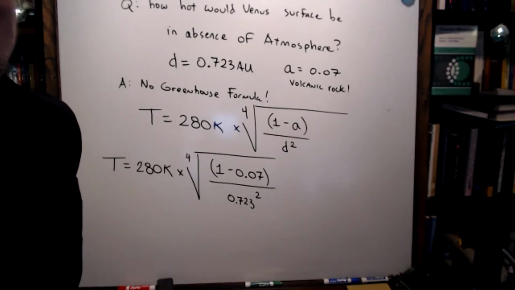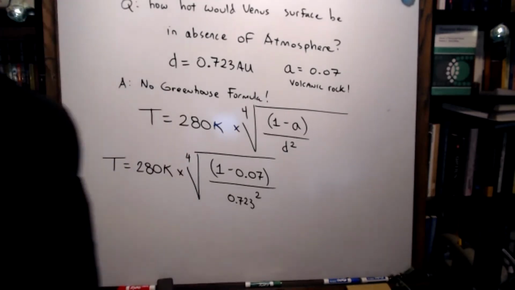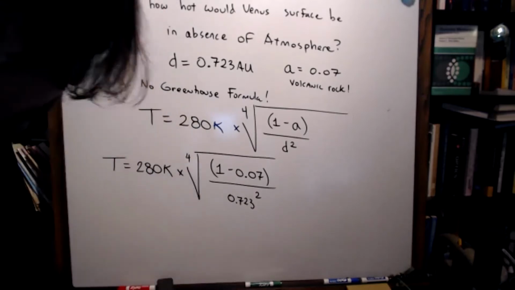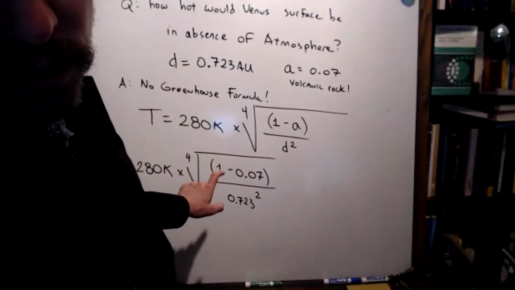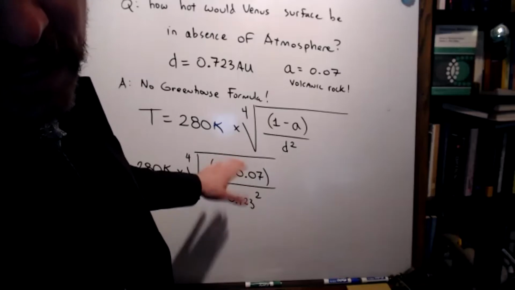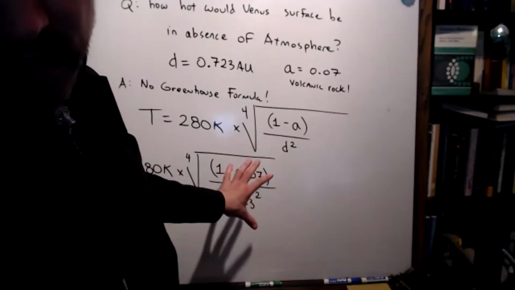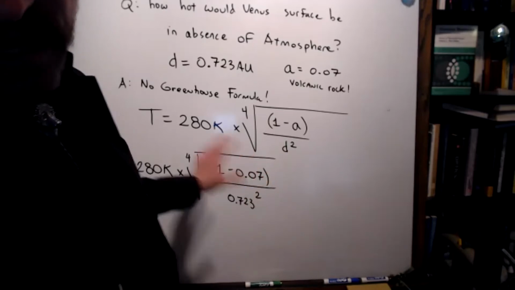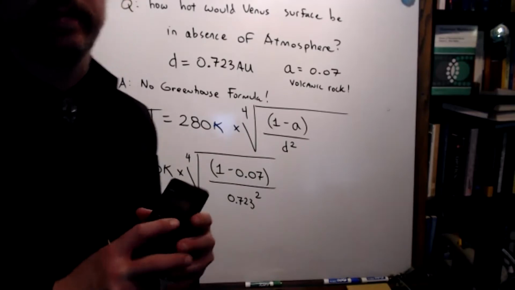I was just gonna ask for some help because I missed last class, so I'm not fully with this yet. Oh, I see. Well, okay. Here's our strategy, Jake. We're going to do 1 minus 0.07, and then we're going to hit equals. Then we're going to divide by 0.723 squared, and then we're going to hit equals. Then we take the fourth root, and then we back multiply by 280.